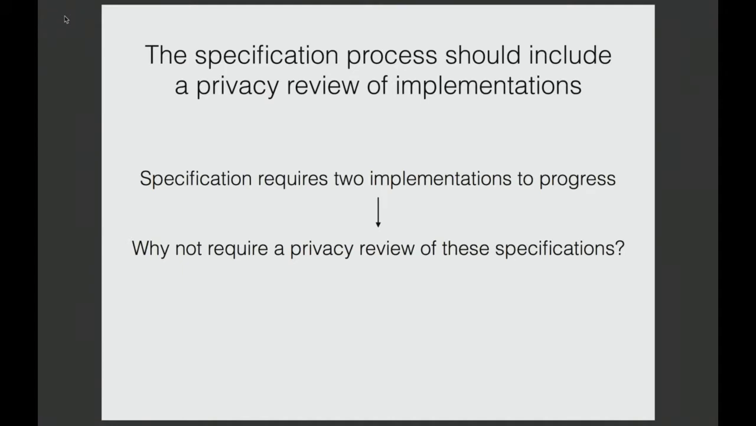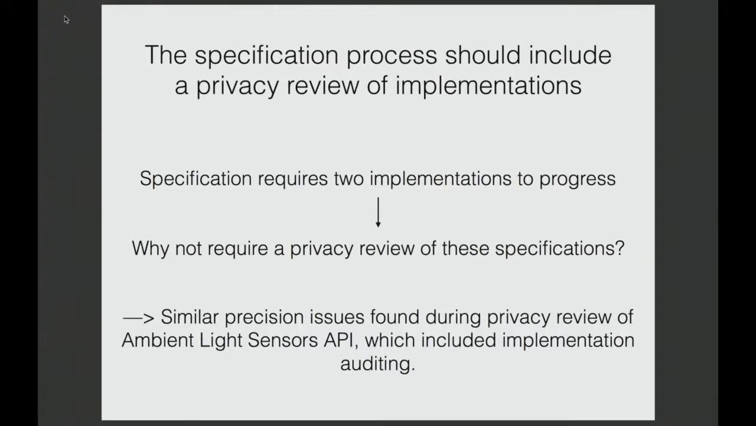And I think that would have helped catch this double precision issue that caused this long-term tracking identifier to be possible for the battery API. And actually, Lukasz participated in a review of the ambient light sensor API in which they did basically find the same vulnerabilities. They found that it was returning these high double precision values.